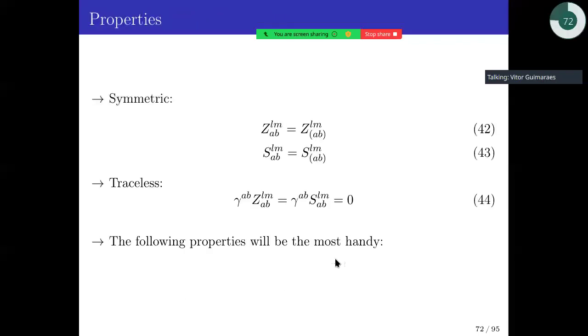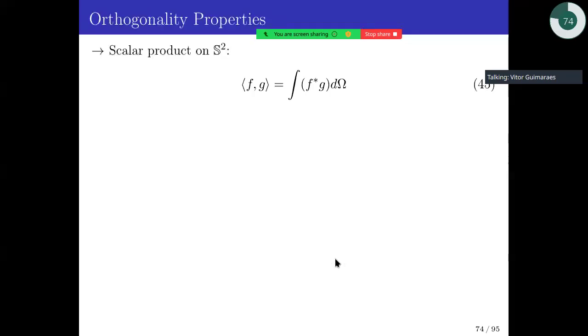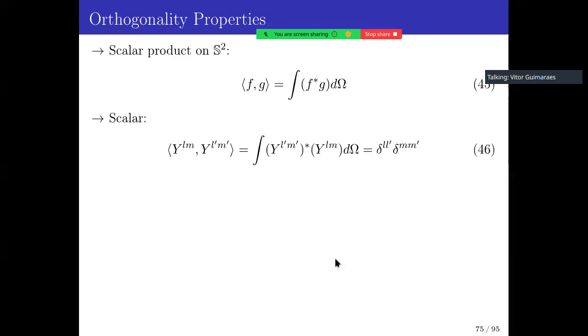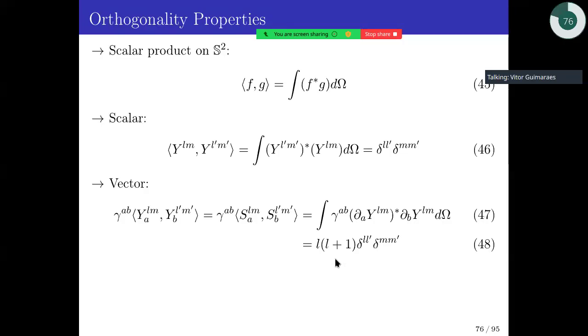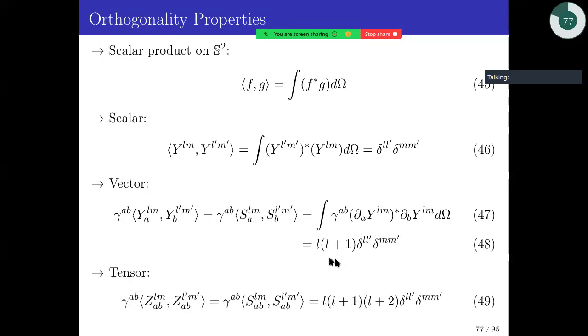We saw some properties of them, which we're going to use a lot in the last two lectures: the orthogonality properties. These will help us separate the angular part from the radial and temporal parts. If we do these multiplications and integrations on the two-sphere, we get simplifications.